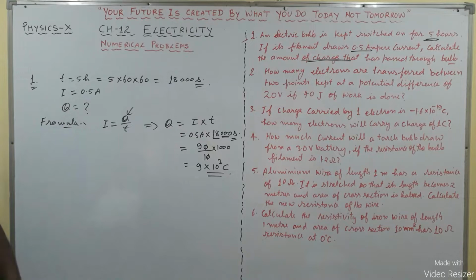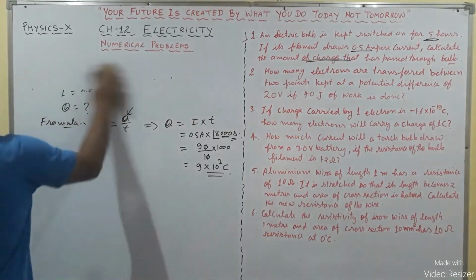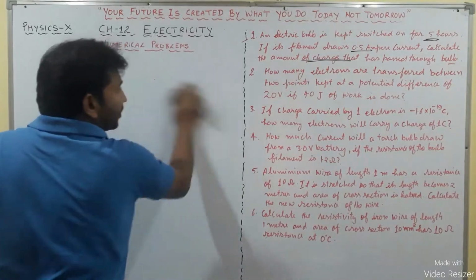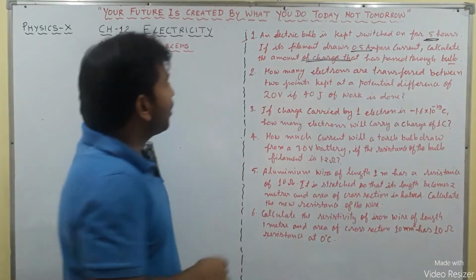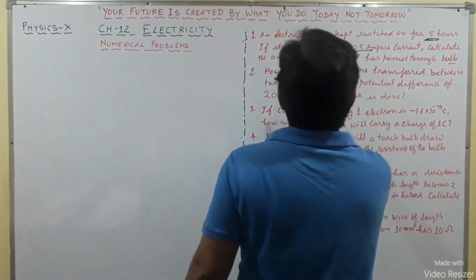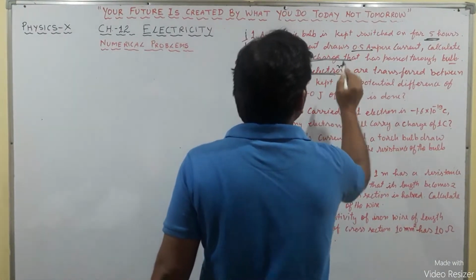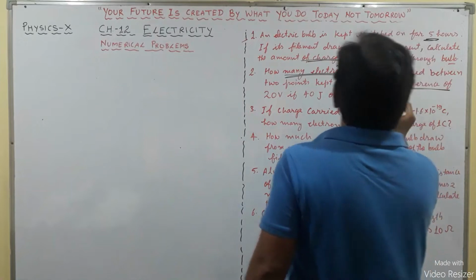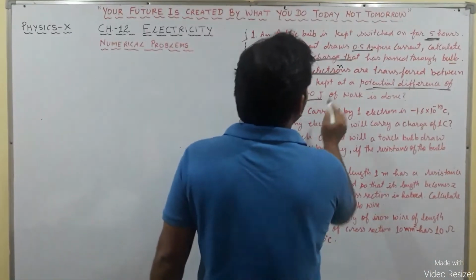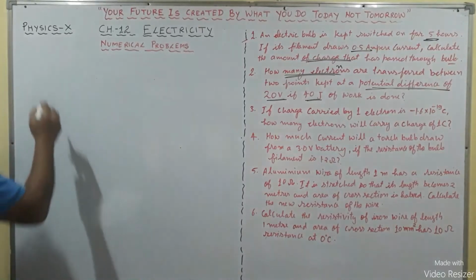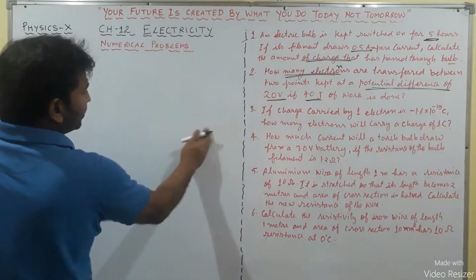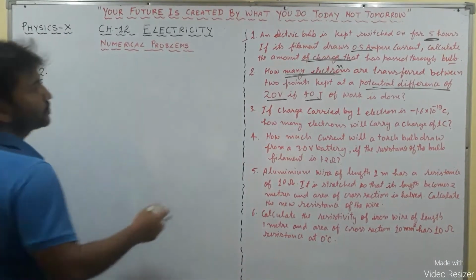Let us move on to problem number 2. What is there in problem number 2? How many electrons are transferred? How many electrons? That means we need to calculate N between the 2 points kept at a potential difference of 20 volt if 40 joule of work is done. So let us write what the given values are in the question.